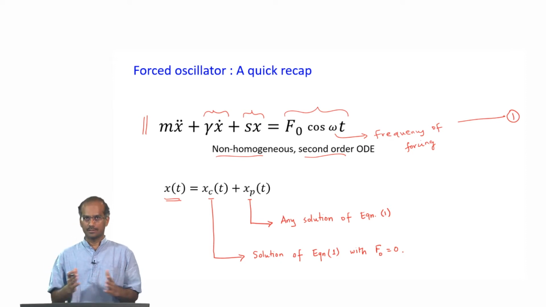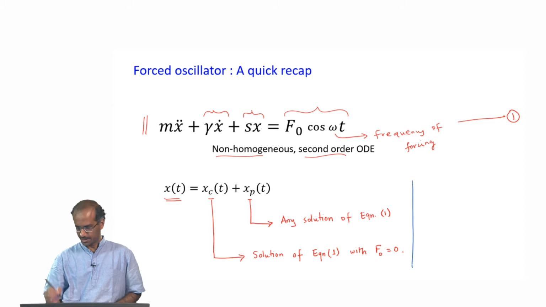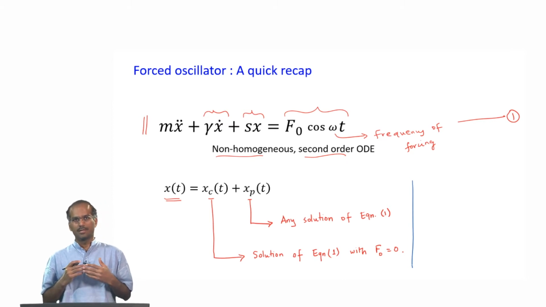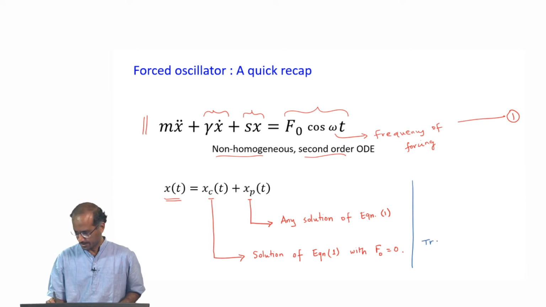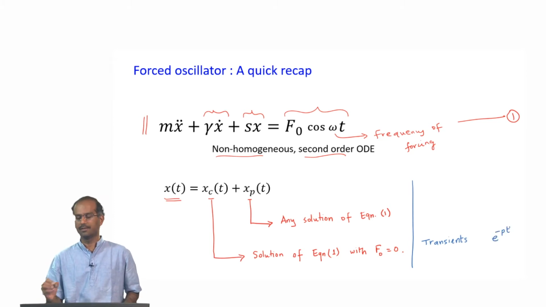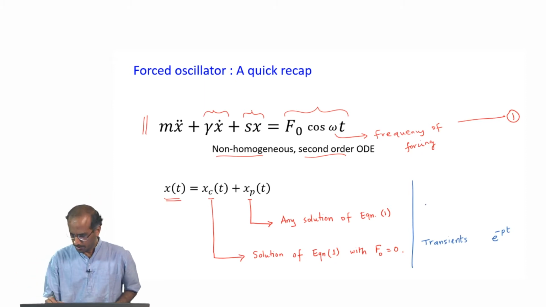While this is the mathematical description of the solution, we also know from very physical considerations that the complementary part corresponds to damping solutions, which means that they would die away after some time. So, physically they are called transients. You would remember that they all come with this e power minus p t multiplied to something. The particular solution would be what is called the steady state.